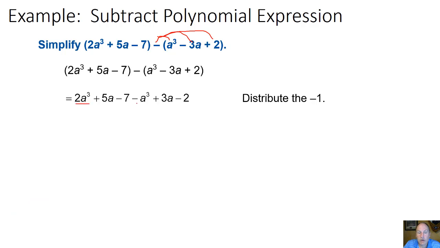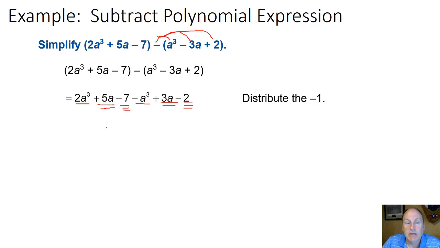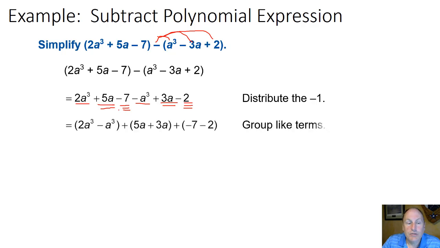So we have 2a to the third and negative a to the third. We have positive 5a and 3a. And then we have negative 7 and negative 2. I tend to just put an underline under the like terms that are in the same family, just so that I don't lose track of which go with which. So now you're going to group those. We have the 2a to the third minus a to the third with one underline. We have the 5a plus 3a with two. And then we have the minus 7 minus 2 with three underlines.